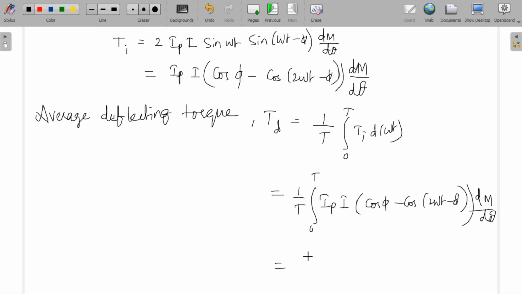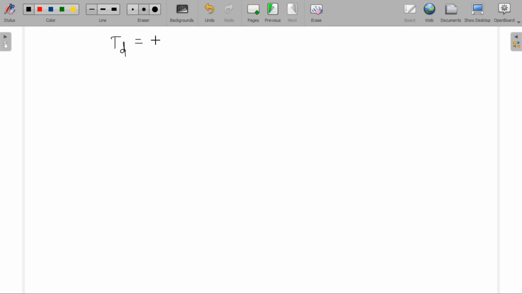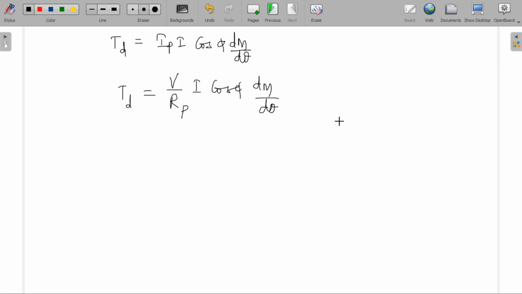After applying integration and substituting limits, the second term becomes 0. Then you are going to get IPI cos phi dm by d theta. So TD is equal to IPI cos phi dm by d theta. IP is the current flowing through the pressure coil, nothing but applied voltage by resistance of the pressure coil, V by Rp. So V by Rp into I cos phi dm by d theta is TD.